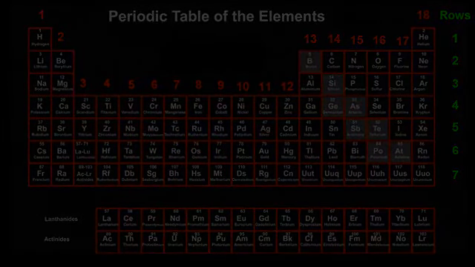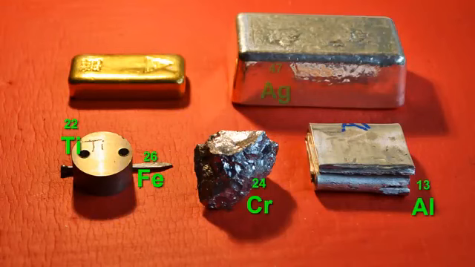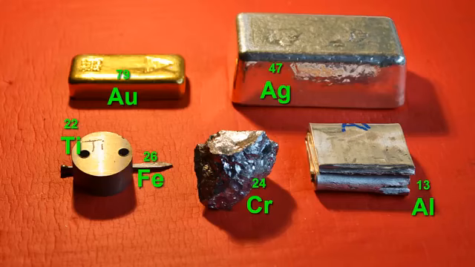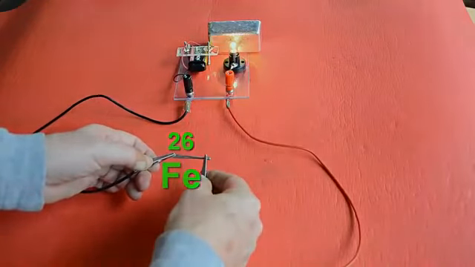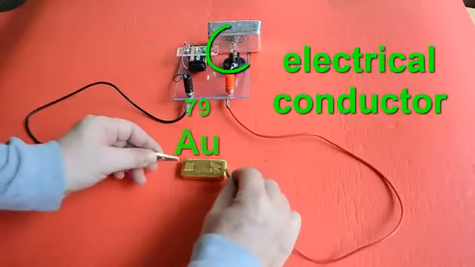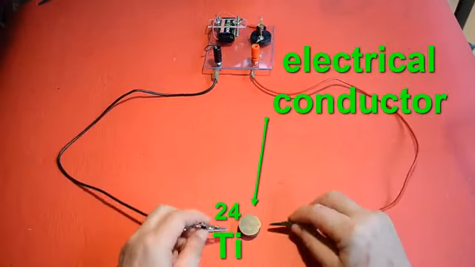What is a metal? Here's a few: titanium, iron, chromium, aluminium, silver, and gold, with the atomic numbers above the symbols. Have you noticed that these metals are shiny and solid? They all are, well, except for liquid mercury. Metals also conduct electricity and heat. Here, the different metals are connected to an electrical circuit. If the bulb lights up, it means that the thing is an electrical conductor. They all are.